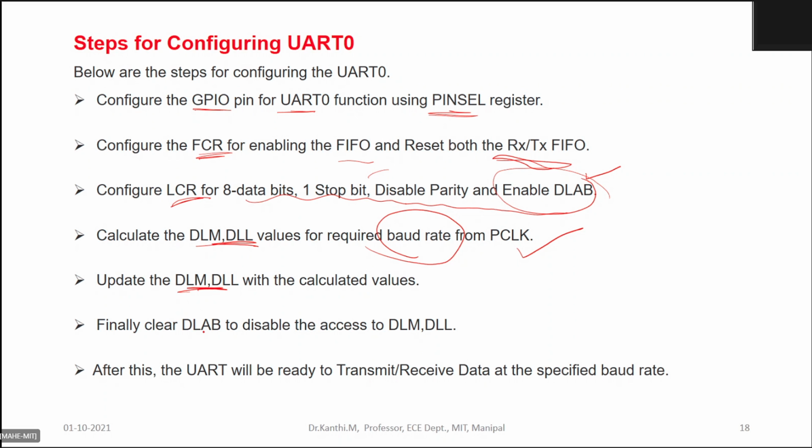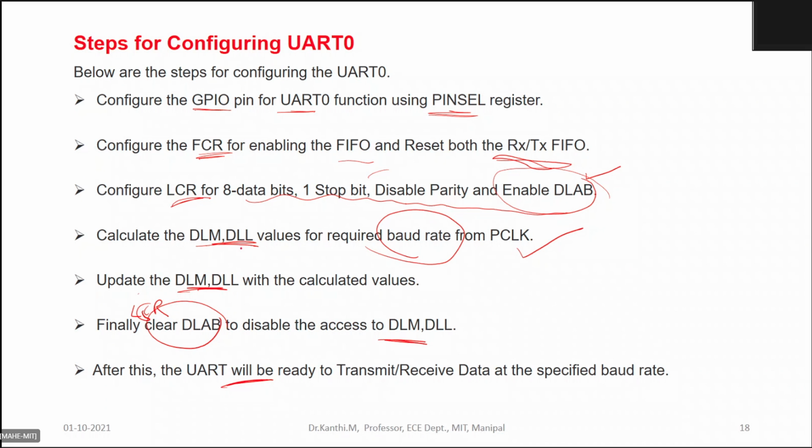Once you do that, clear the DLAB, that is, disable the access to the divisor latch of your line control register. So this is your line control register. Clear it or disable it once you load it, so that you are not going to access that further. It will be latched. So you load, and then you latch that value. After this, the UART will be ready to transmit.